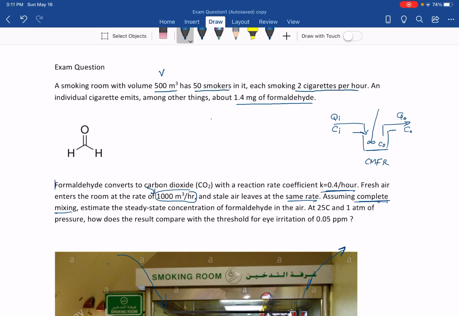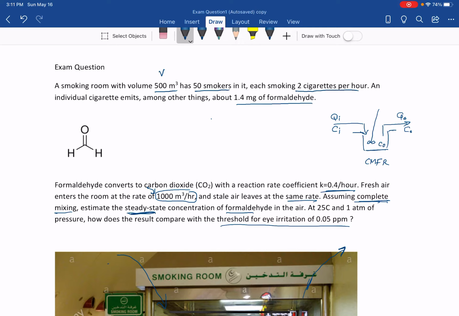What's needed here: estimate the steady state concentration of formaldehyde in the air at 25 Celsius, 1 atmosphere of pressure. And how does the result compare with the threshold of eye irritation of 0.05 ppm? Is it higher than 0.05 ppm? Is it lower than 0.05 ppm? That's what we're going to show in the next few minutes.